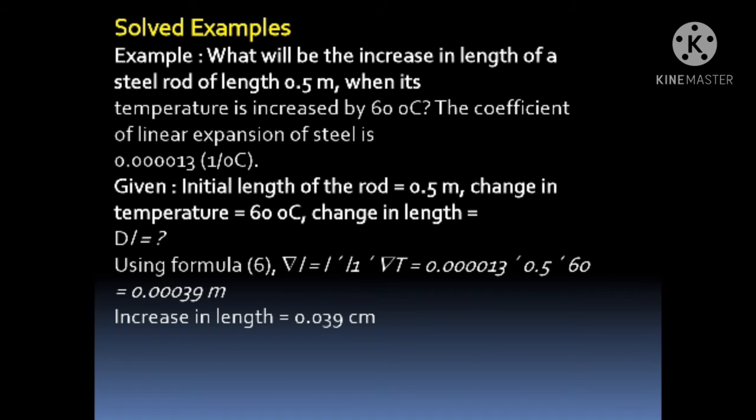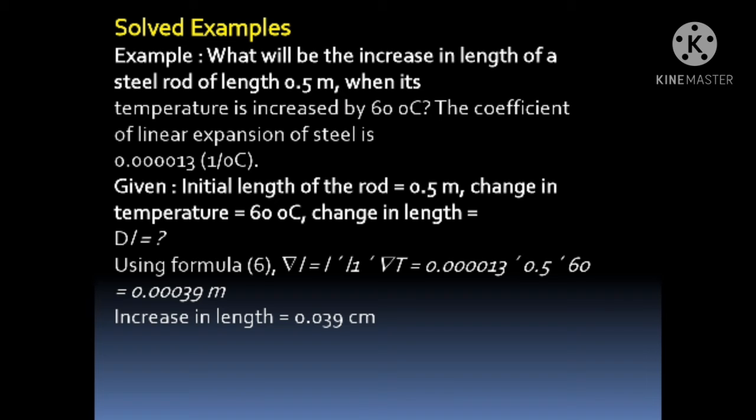So students, we will solve a numerical based on this concept. Question: What will be the increase in length of a steel rod of length 0.5 meter when its temperature is increased by 60 degrees Celsius? The coefficient of linear expansion of steel is 0.000131 per degree Celsius. So, what is given, students? First, the given terms. The initial length of the rod is given, so L1 is equal to 0.5 meters. Change in temperature is given as 60 degrees Celsius.